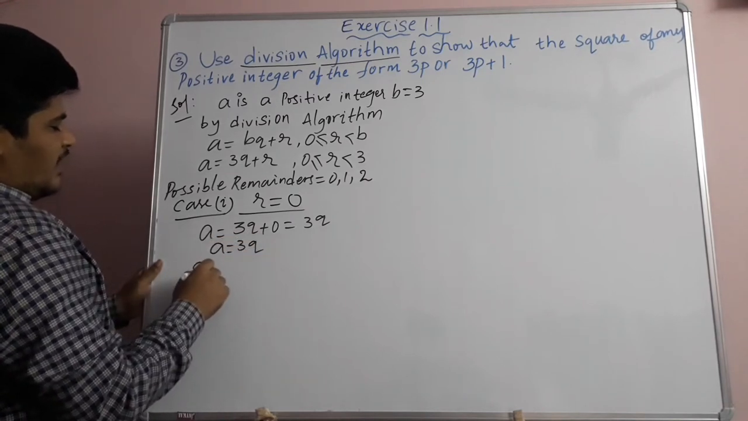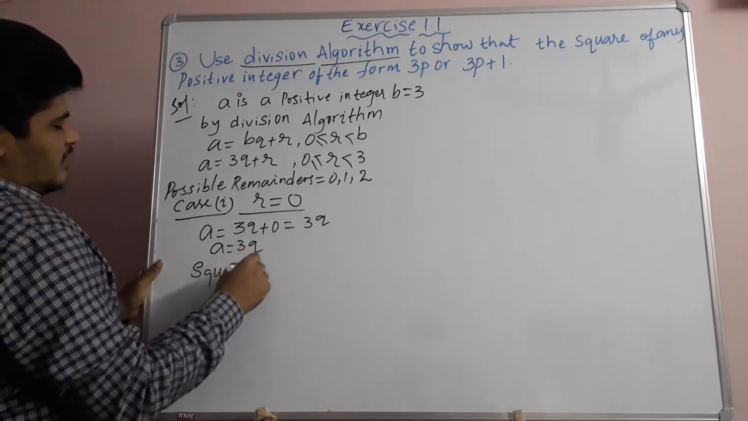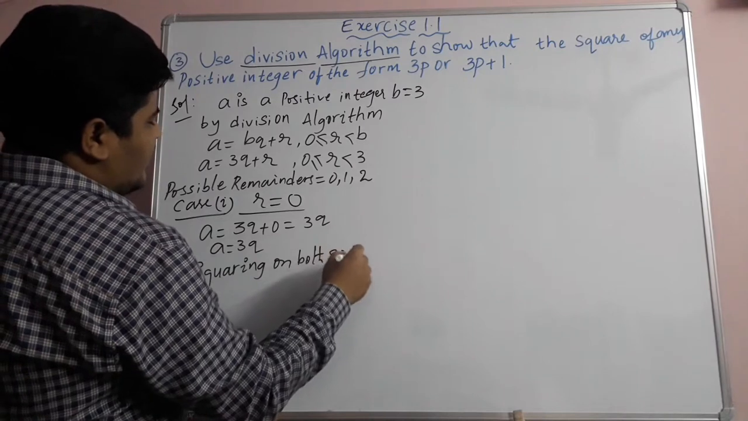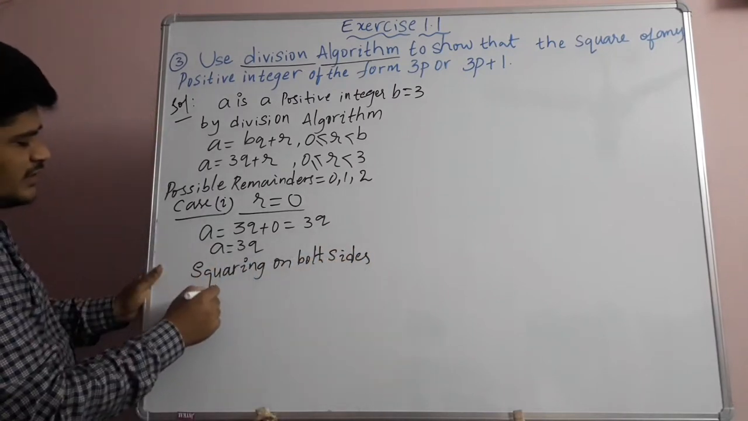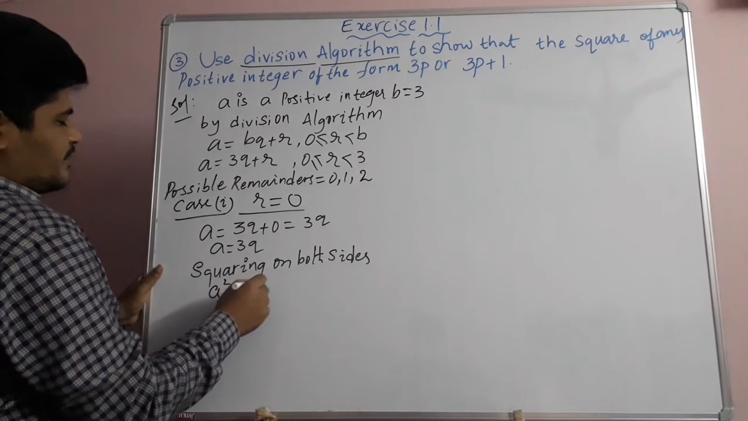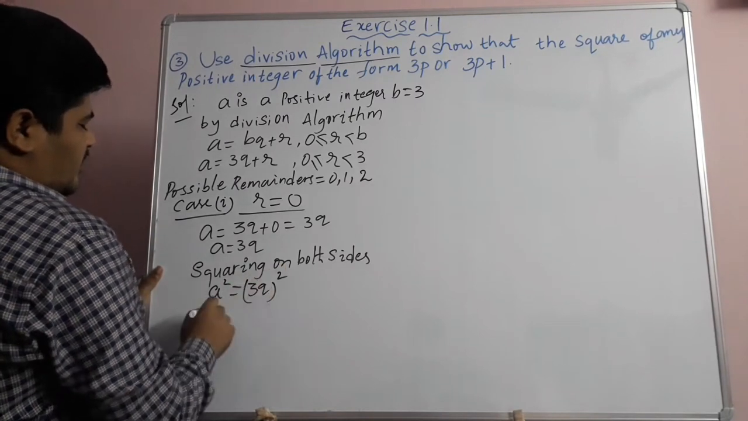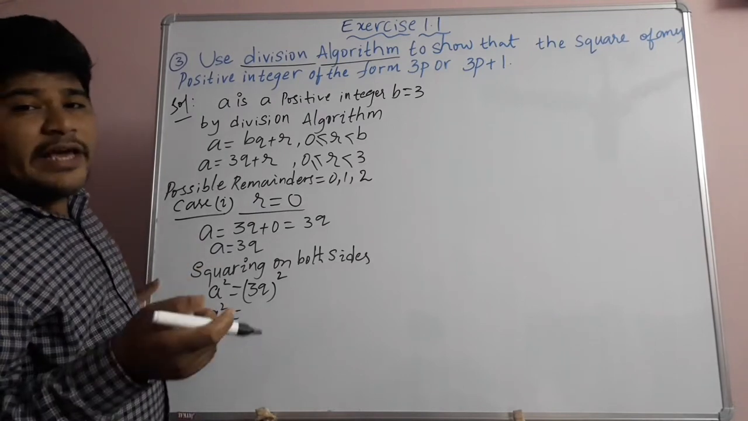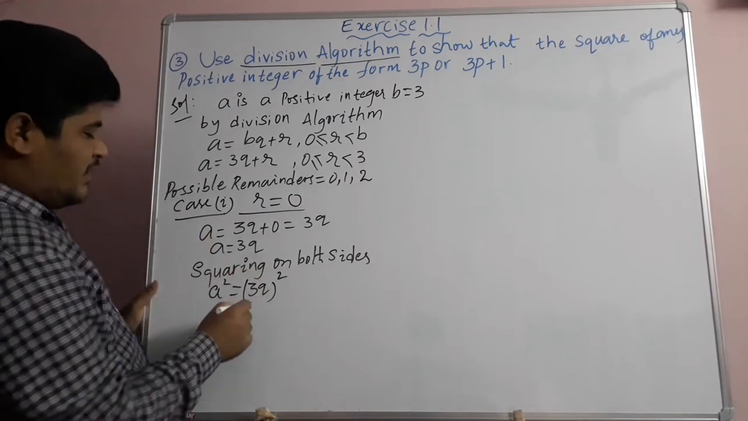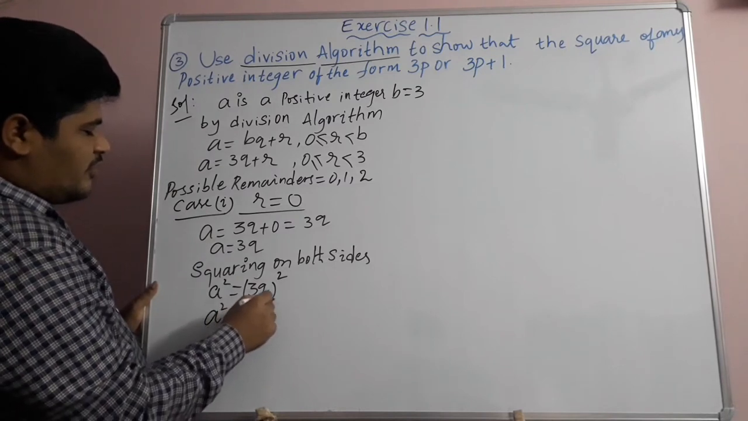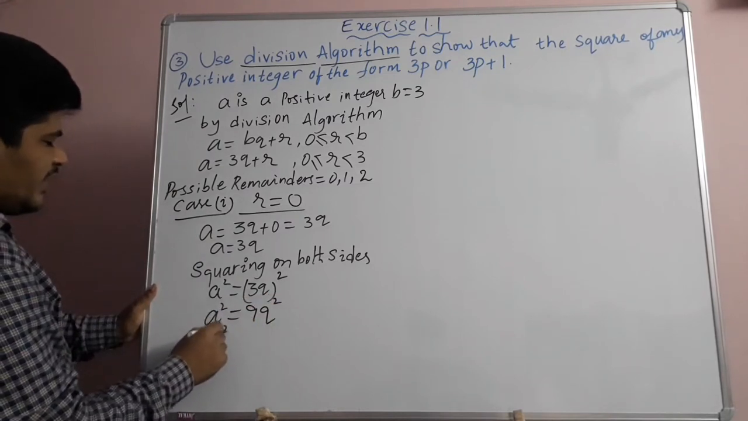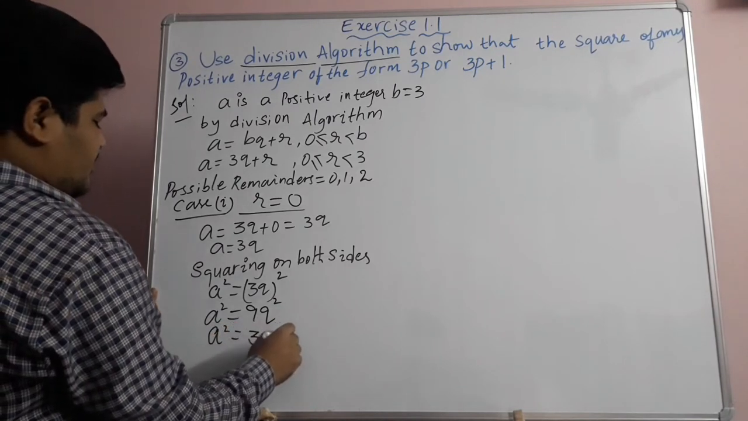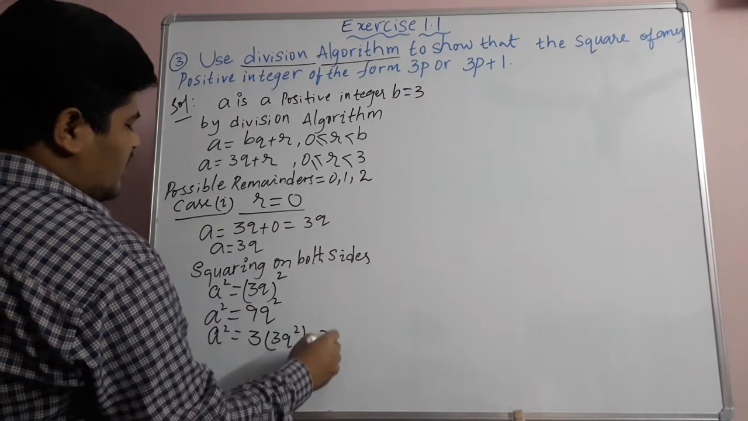Now squaring on both sides, what will we get, children? a square is equal to 3q whole square, that is 3q into 3q. 3 into 3 is 9, and q square is there, so 9q square will come. So children, here you can write a square is equal to 3 of 3q square. It's in the form of 3p.